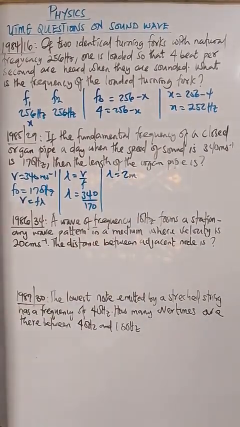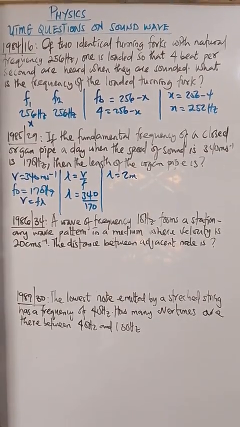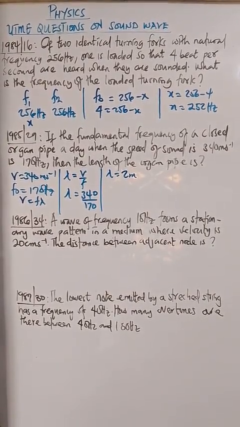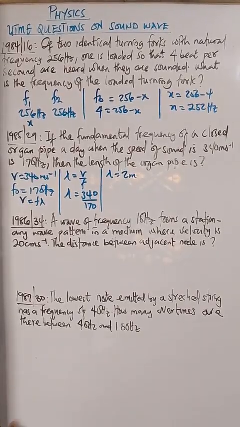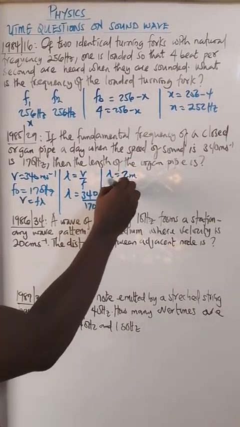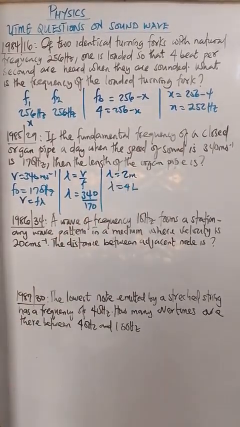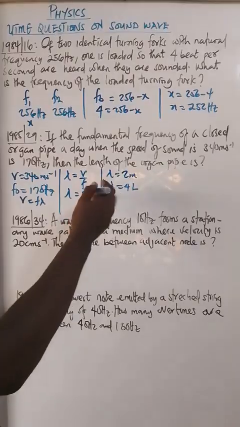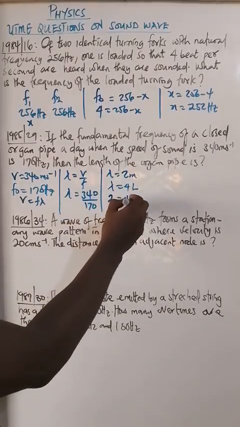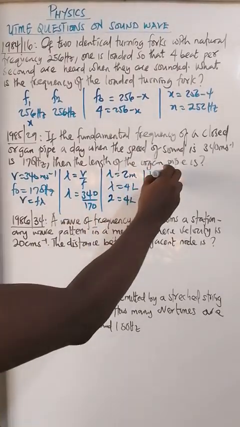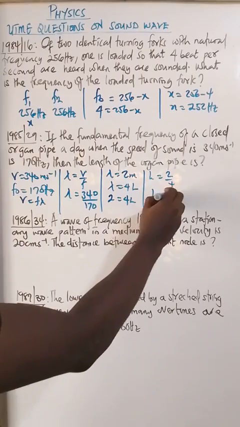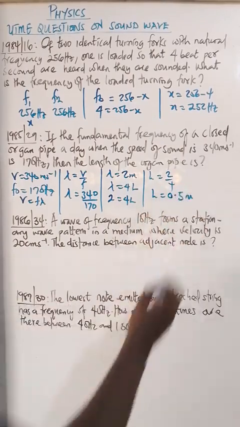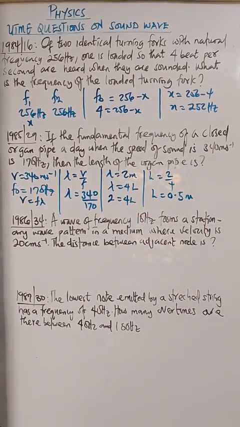Now, for a closed organ pipe, the relation between lambda and the length is lambda equals 4L. You can check it out. Go and check the notes. Check your notes. That's why you have to take notes during every lecture. So this time around, the wavelength is 2, and we are looking for the length. The length equals 2 over 4, so the length is 0.5 meter long.